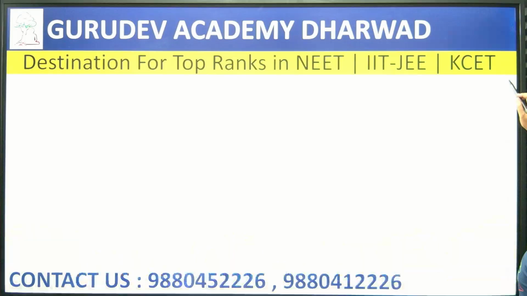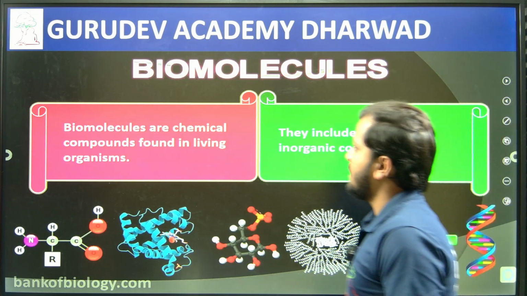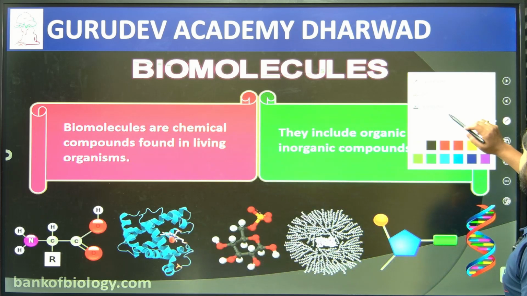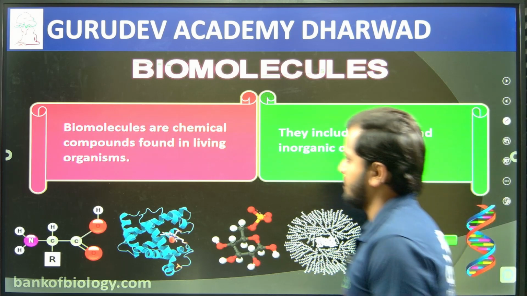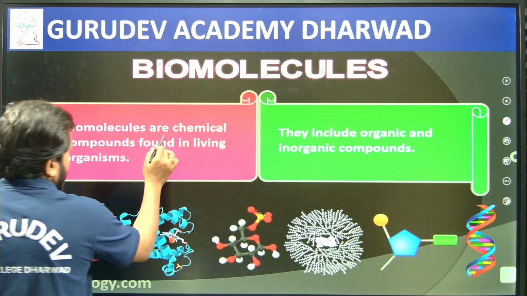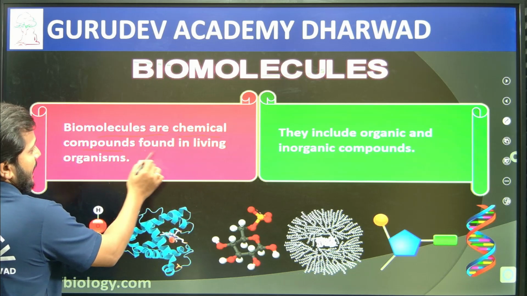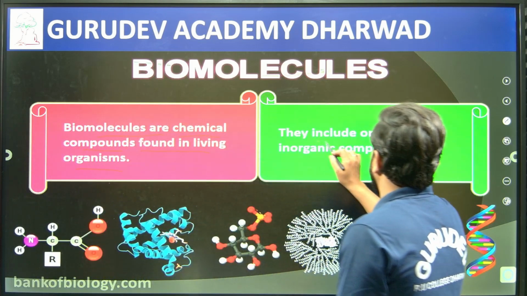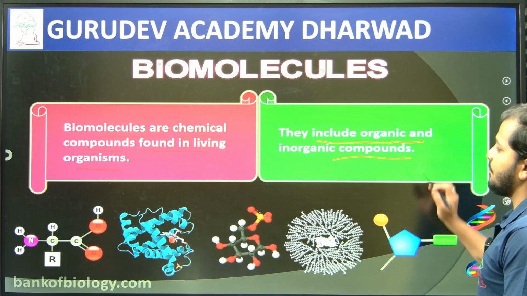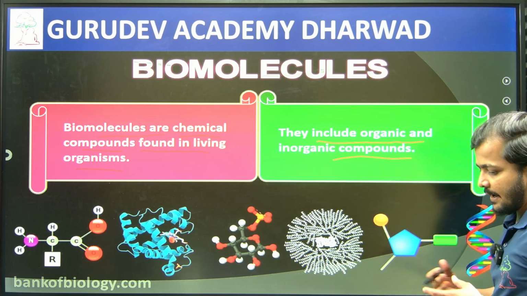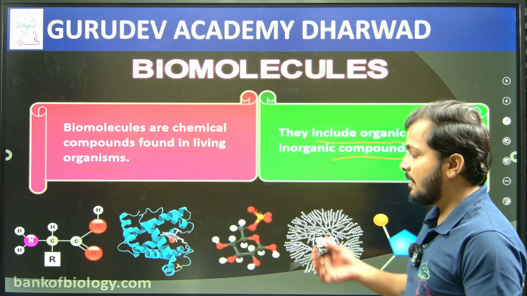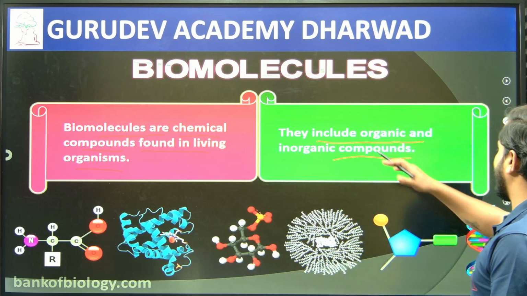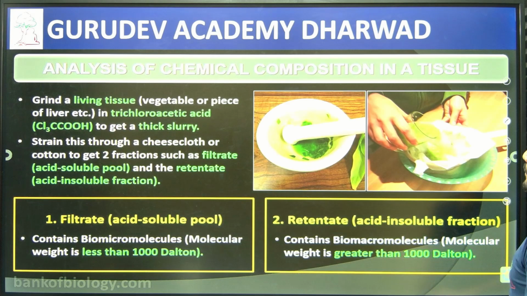Majorly, if you consider, biomolecules are the chemical compounds which are found in living organisms. They include organic and inorganic compounds too. Like, an inorganic component forms an organic one, and an organic component gets metabolized to form an inorganic one. Like that, overall, the biomolecule is made up of these.